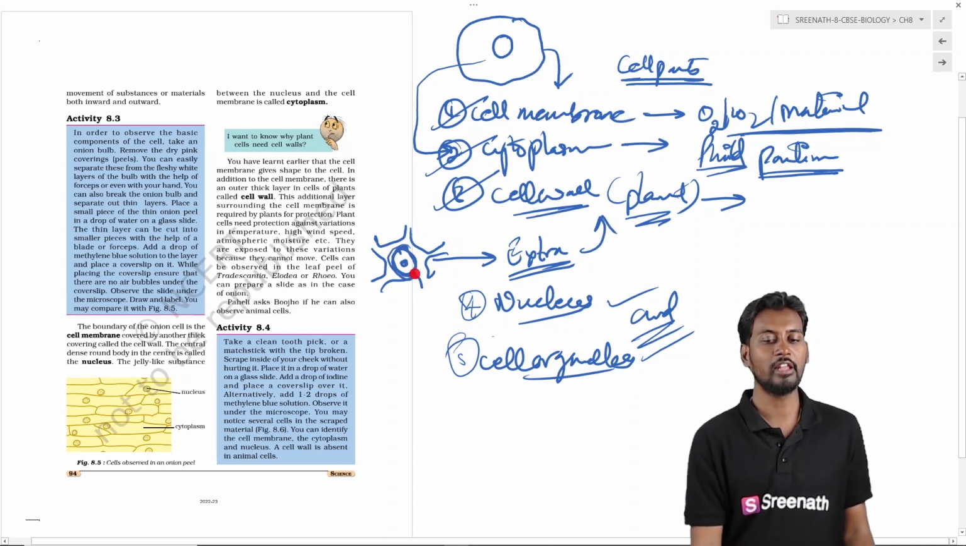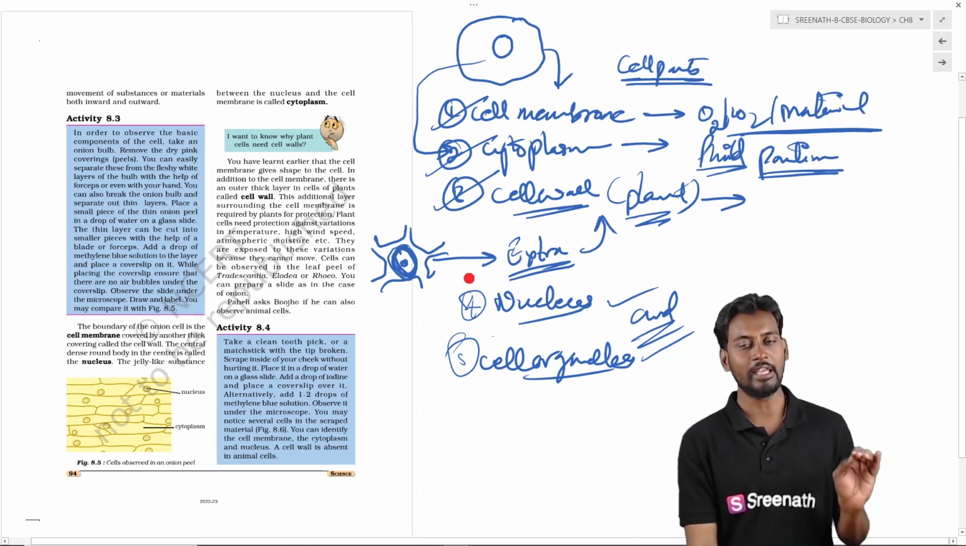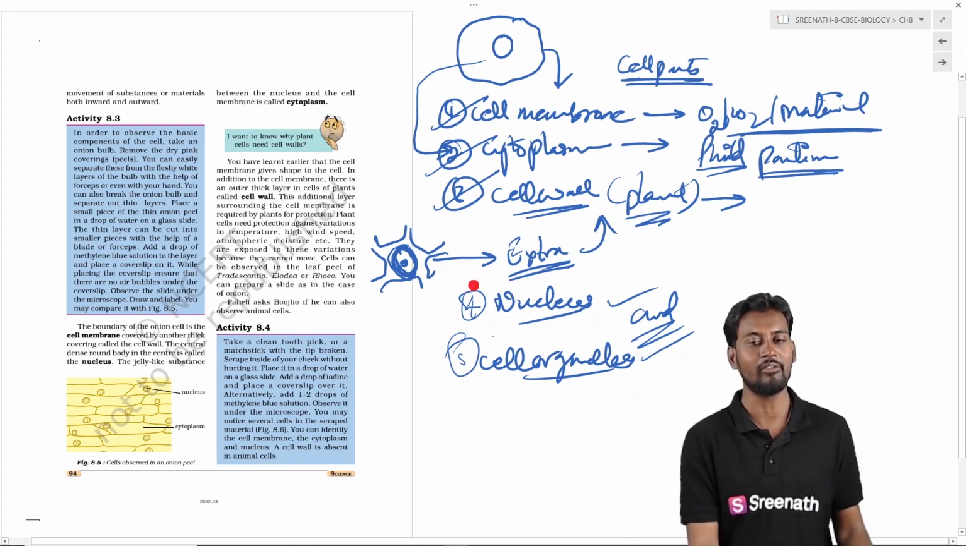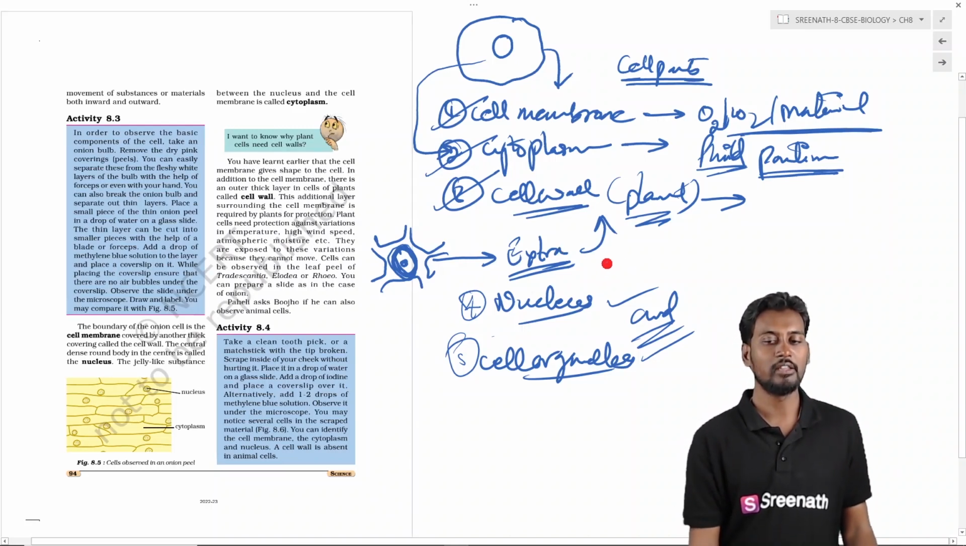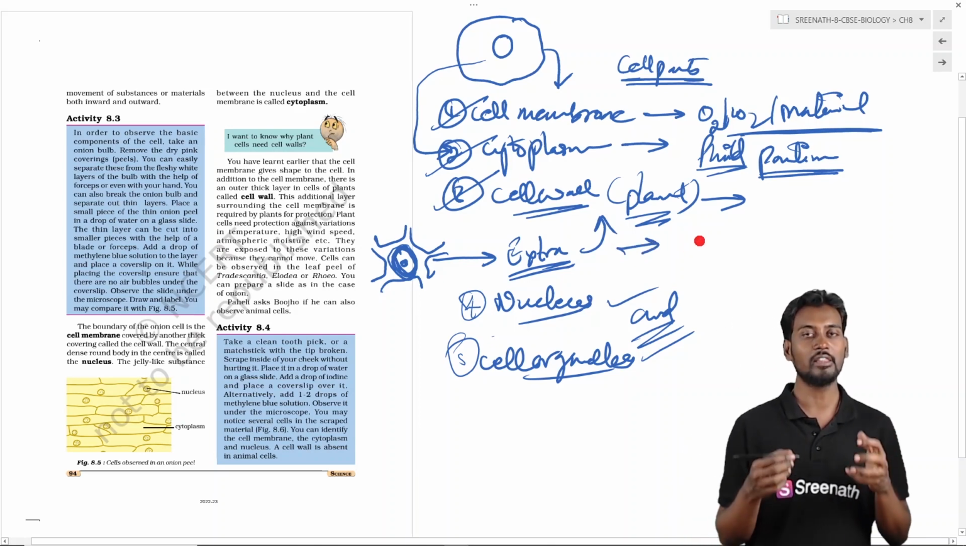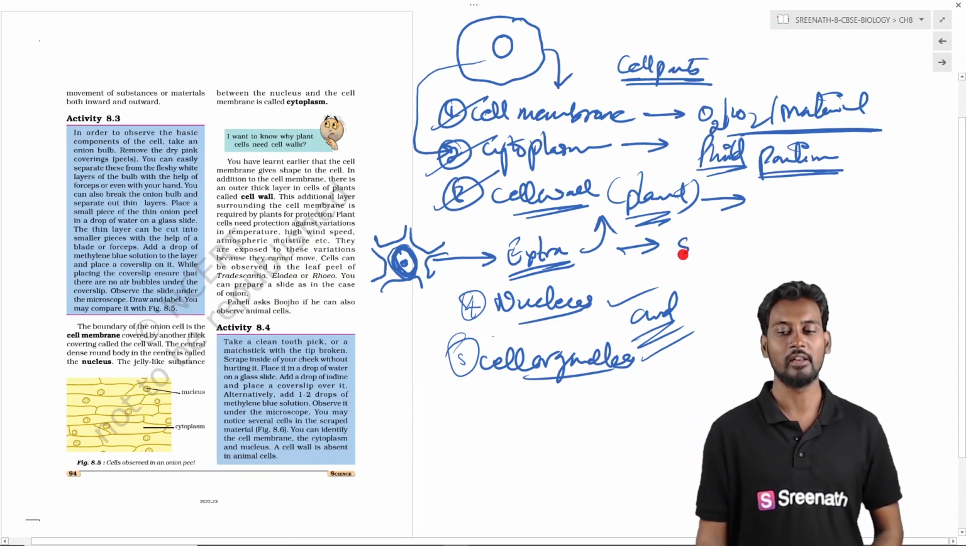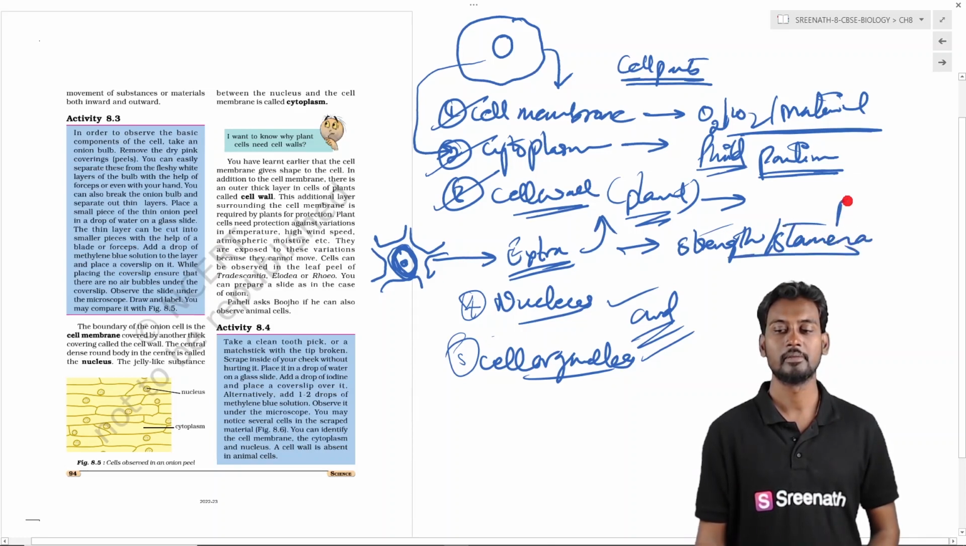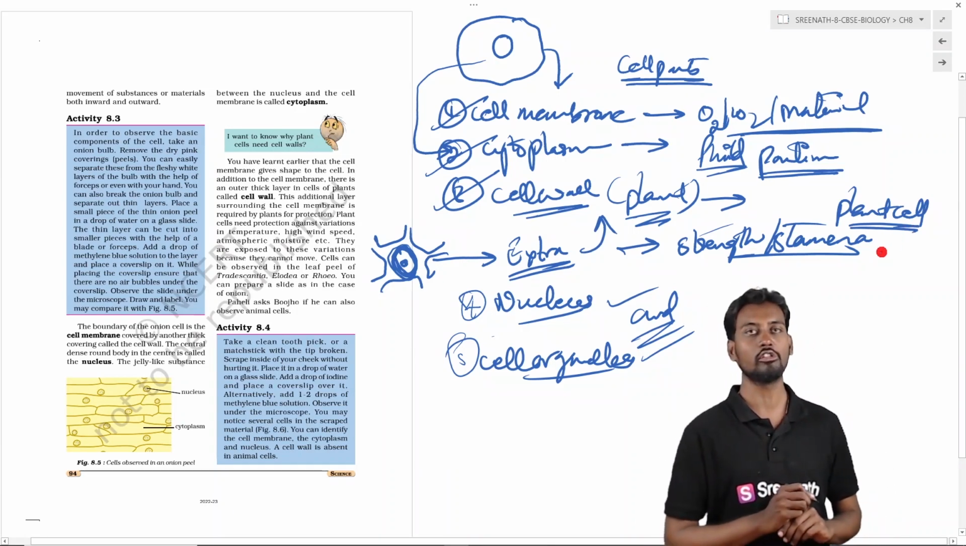This extra layer is the one which is covering the cell membrane. So this extra layer is called the cell wall, and it provides the strength and stamina to the plant cell. The strength and stamina of the plant cell is because of the cell wall.